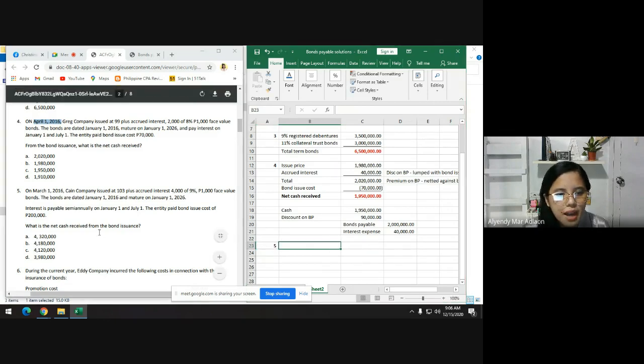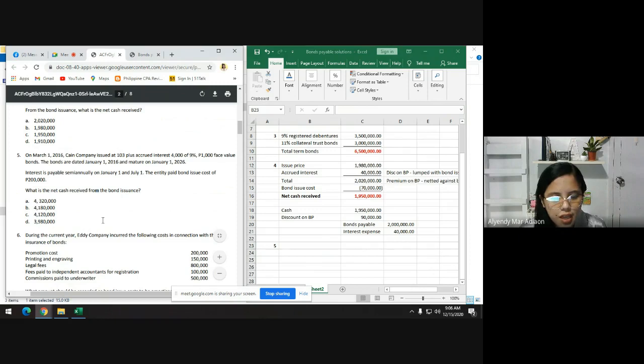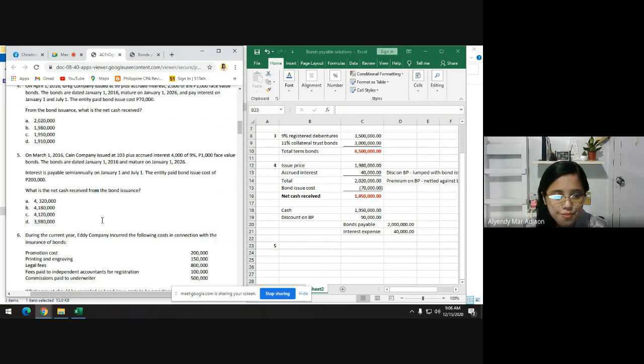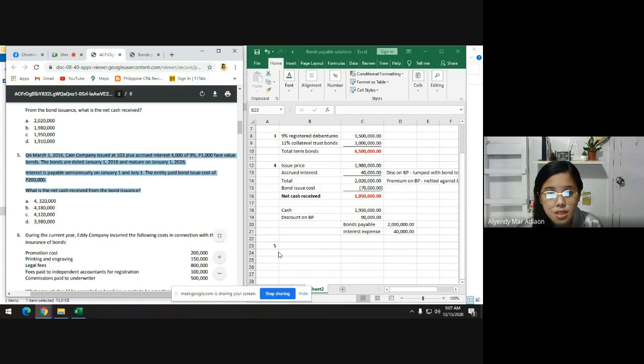Okay, next, number 5. Same question: what is the net cash received from the bond issuance? On March 1, 2016, Kane Company issued at 103 plus accrued interest 4,000 of 9%, 1,000 face value bonds. The bonds are dated January 1, 2016 and mature on January 1, 2026. Interest is payable semi-annually on January 1 and July 1. The entity paid bond issue cost of 200,000. What is the net cash received from the issuance?